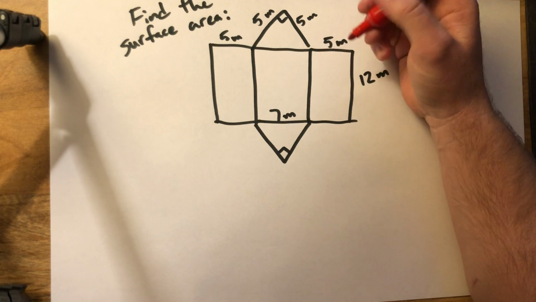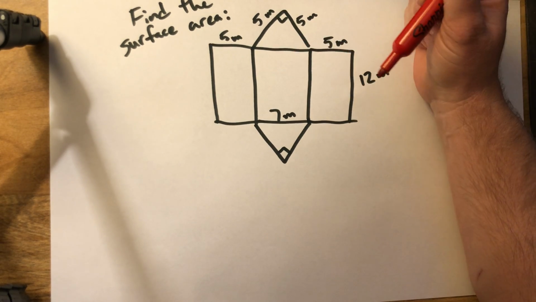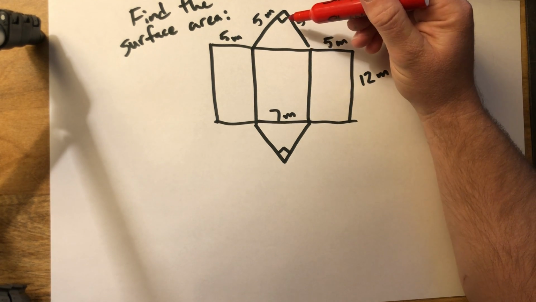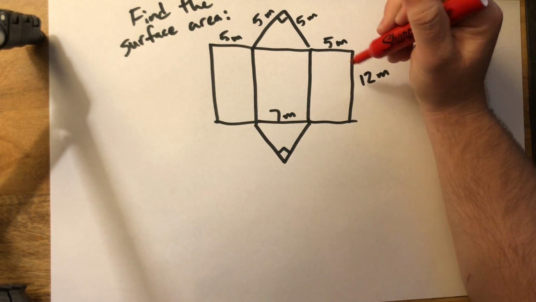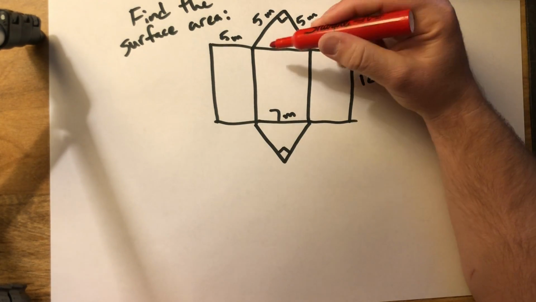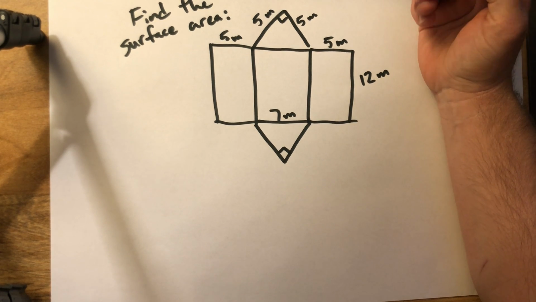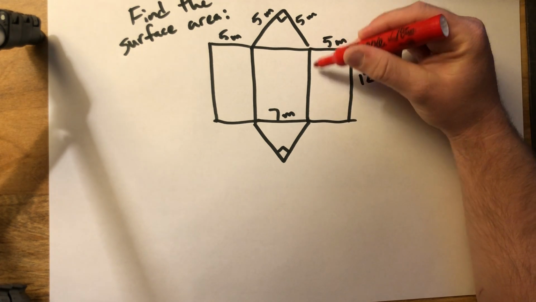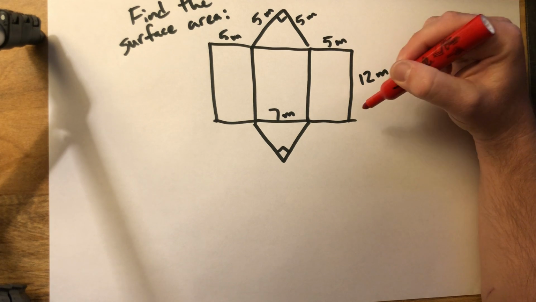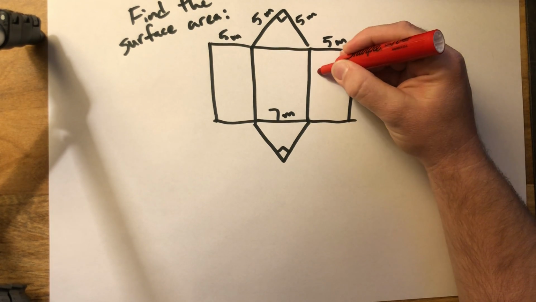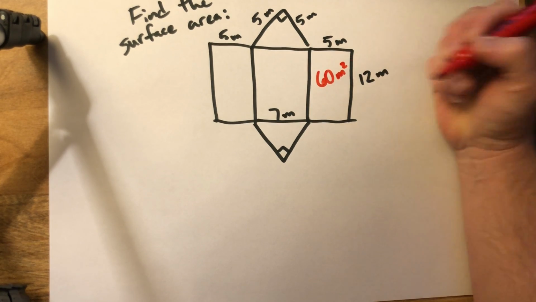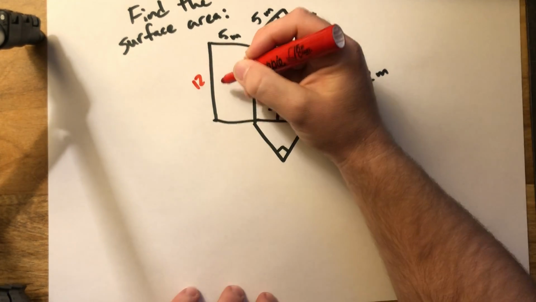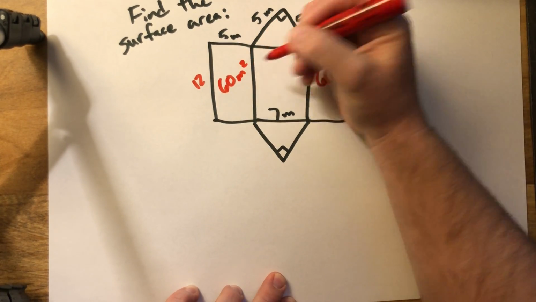So this is actually what we call a net. A net would fold into a three-dimensional figure, and it shows it in 2 dimensions. So this is a net of a triangular prism. I'm going to show you if I find the area of each of these, they'll actually add up to be the total surface area. So let's start easy. This rectangle right here, we have 5 times 12. 5 times 12 is 60, so this one's going to be 60 square meters. This would also be 5 times 12, another 60 square meters.